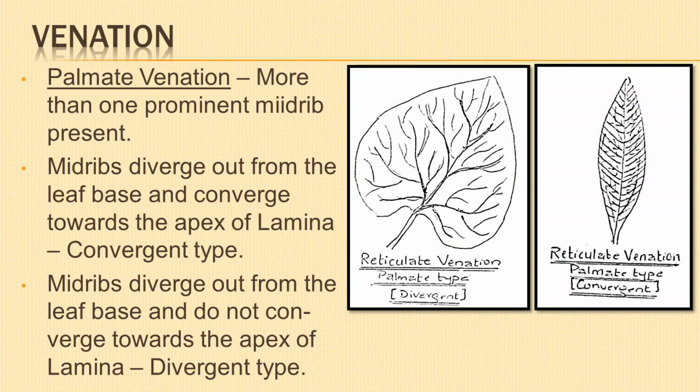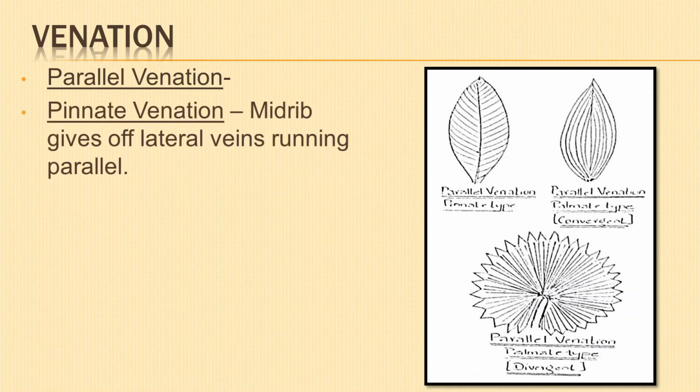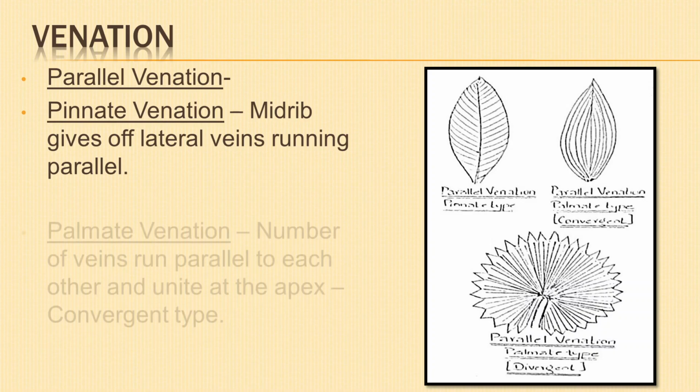Example, cucumber. Parallel venation can further be divided into pinnate venation and palmate venation based on the number of midribs. In pinnate venation, the lamina of the leaf has a midrib in the center, which gives off lateral veins running parallel to each other, moving towards the margin or apex of the lamina. Example, banana. Palmate venation is of two forms.